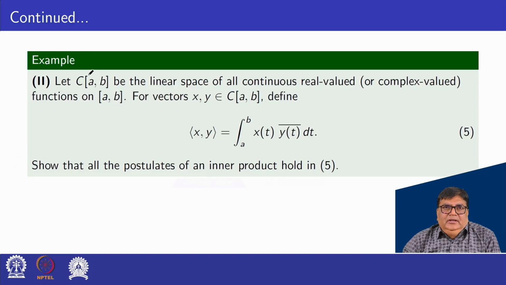Second example: let C[a,b] be the linear space of all continuous real-valued or complex-valued functions on the closed interval [a,b]. For vectors x, y belonging to C[a,b], define the inner product as the integral from a to b of x(t) y(t) bar dt. Then the ordered pair C[a,b] with this inner product is an inner product space. So now we show all the conditions of an inner product of equation 5.